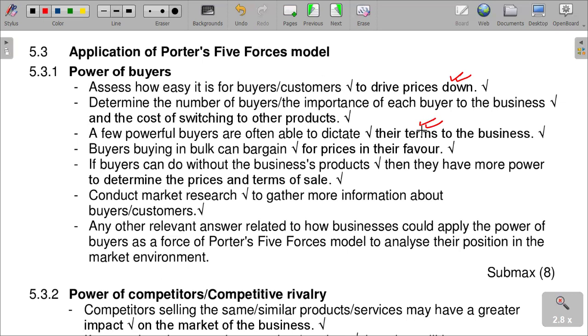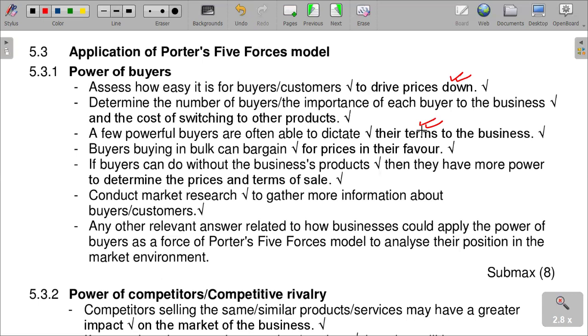In any business, we are saying where buyers are able to dictate, it is a situation where buyers define the prices of the product because of their bulk buying. As a result of that, they would have a great bargaining space that could, at the end of the day, influence the price of the products to go down. So if buyers can do without the business's products, then they have more power to determine the prices and also the terms of sales. We are saying power of buyers.